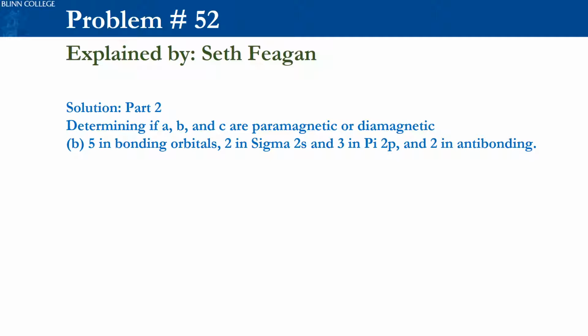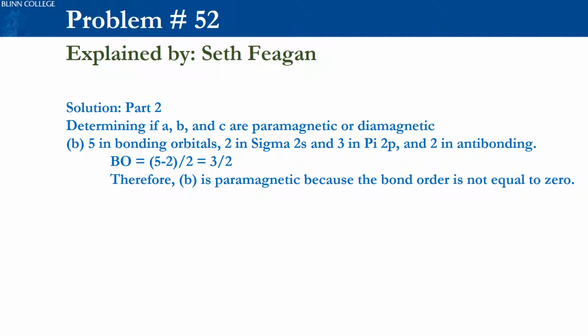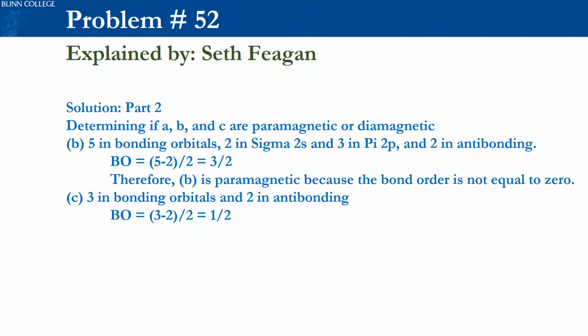So for B, we do the same thing. There's 5 in the bonding orbitals, 2 in the sigma 2s, and 3 in the pi 2p. And there's 2 in the antibonding. So 5 minus 2 divided by 2 is 3/2. Therefore, B is going to be paramagnetic because the bond order is not equal to 0. And for C, there's 3 in the bonding, 2 in the antibonding. So 3 minus 2 divided by 2 is 1/2. Therefore, C is paramagnetic.